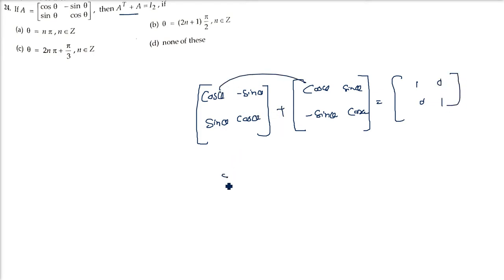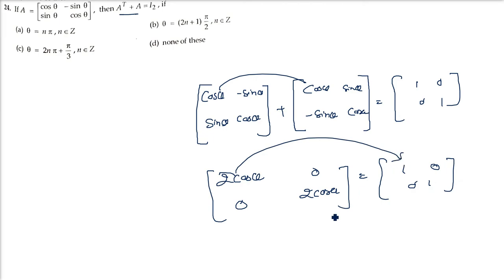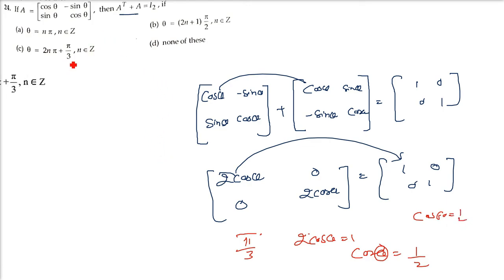Cos theta plus cos theta is 2 cos theta, minus sin theta plus sin theta is 0, again minus sin theta plus sin theta, cos theta plus cos theta is 2 cos theta. This is equal to 1 0 0 1. So 2 cos theta is equal to 1. Let me just write it like this, 2 cos theta equals 1. So cos theta will be equal to half, and that is equivalent to theta being pi by 3. Pi is equivalent to 180 degrees, 180 by 3 is 60, cos 60 will be half. So you can write cos theta as cos pi by 3.